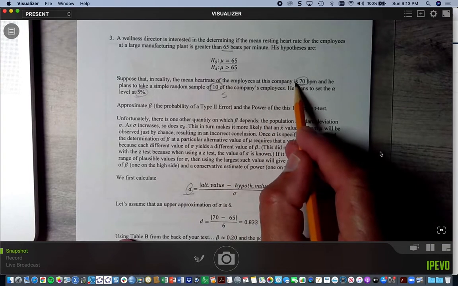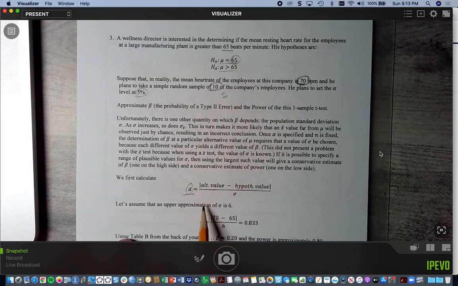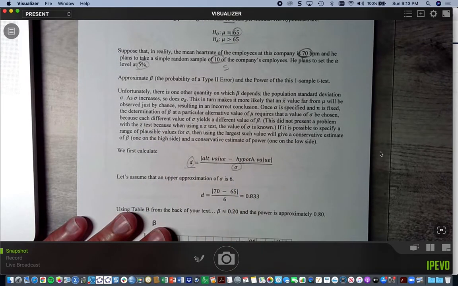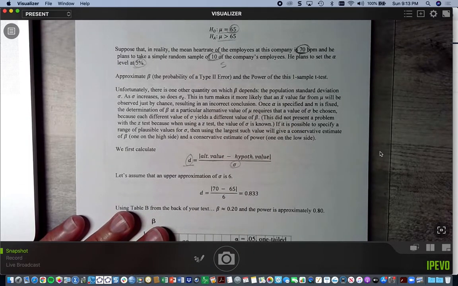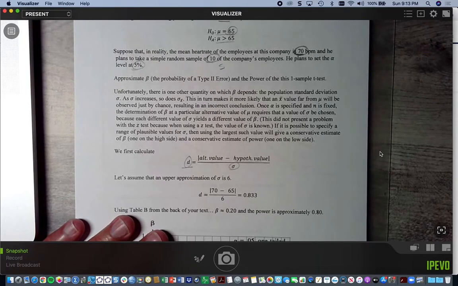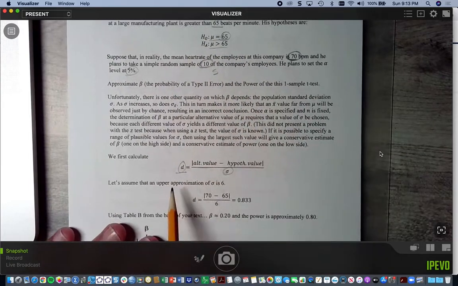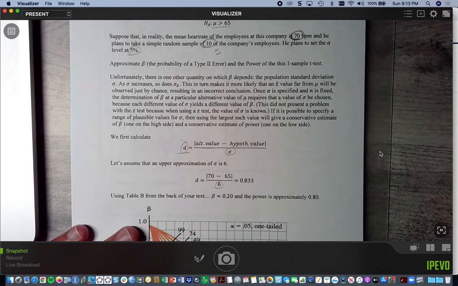So we calculate this D statistic, which is the alternative value minus the hypothesized value. In our case, the alternative value is really 70 and the hypothesized value is 65, so we take 70 minus 65 in the numerator. And then also, we put something in here for sigma. If you read through here, it says we want to pick an upper bound on what we think sigma could be. I'm guessing that these people have some experience with the distribution of heart rates, and they think that 6 is a reasonable upper bound on the standard deviation. That's something they're probably just going to give you in the problem. So if I take 5 divided by 6, I'm going to get 0.8333.